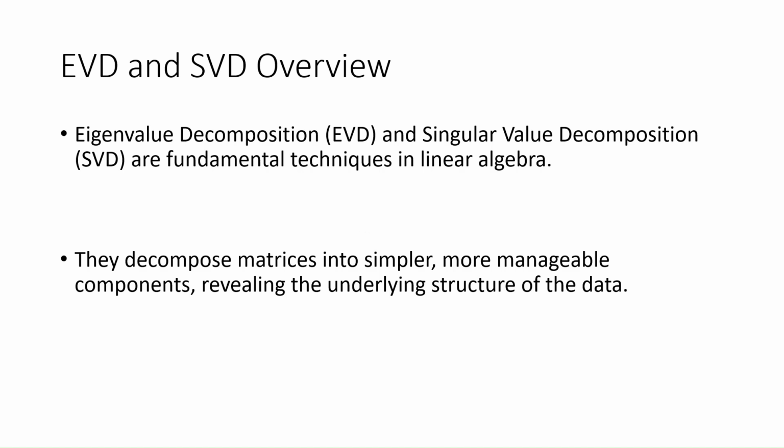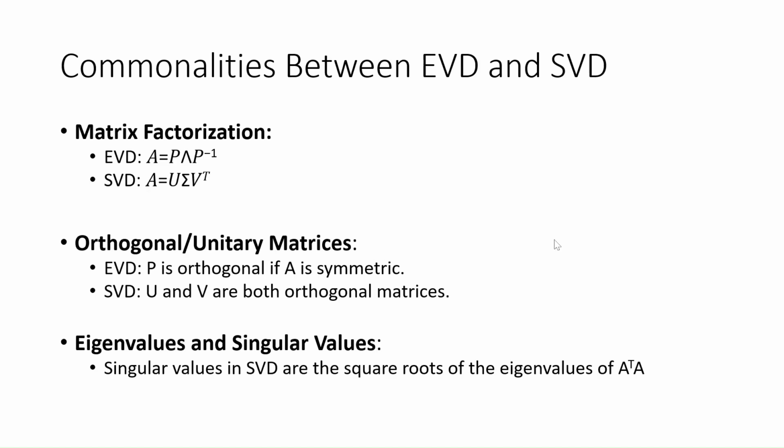Before we move forward, let's talk about the commonalities between eigenvalue decomposition and singular value decomposition. Both of them are fundamental techniques in linear algebra. They allow us to break down complex matrices into simpler, more manageable components, revealing the underlying patterns or structures of the data. Let's first discuss the commonalities between EVD and SVD. First, let's understand the matrix factorization. In EVD, we factorize the matrix A into three parts, which is P lambda P inverse. In singular value decomposition, we decompose this matrix into U, sigma, and V transpose.